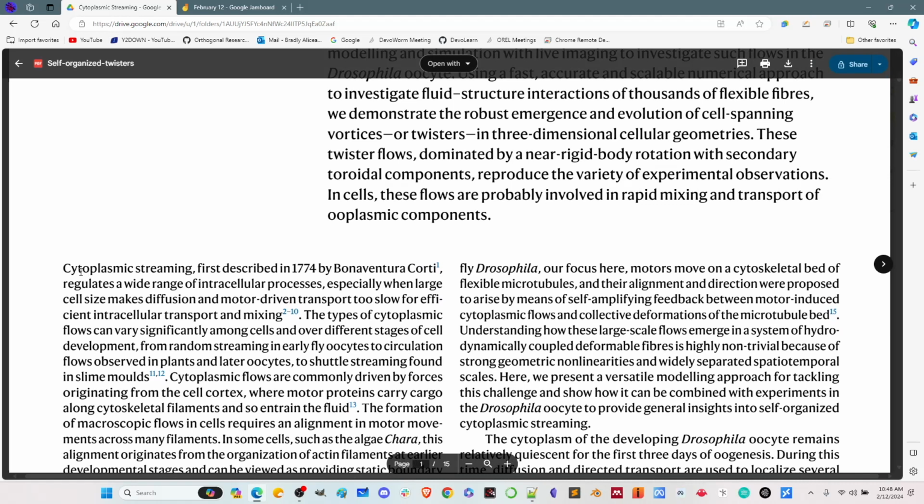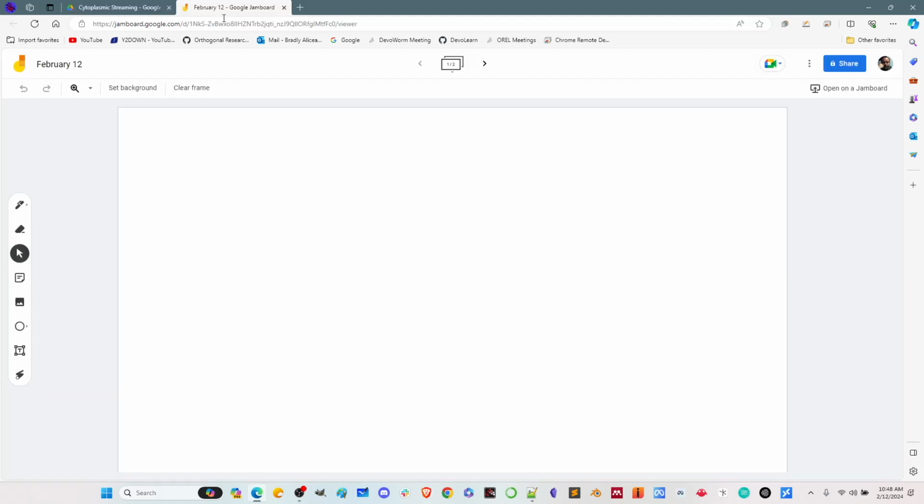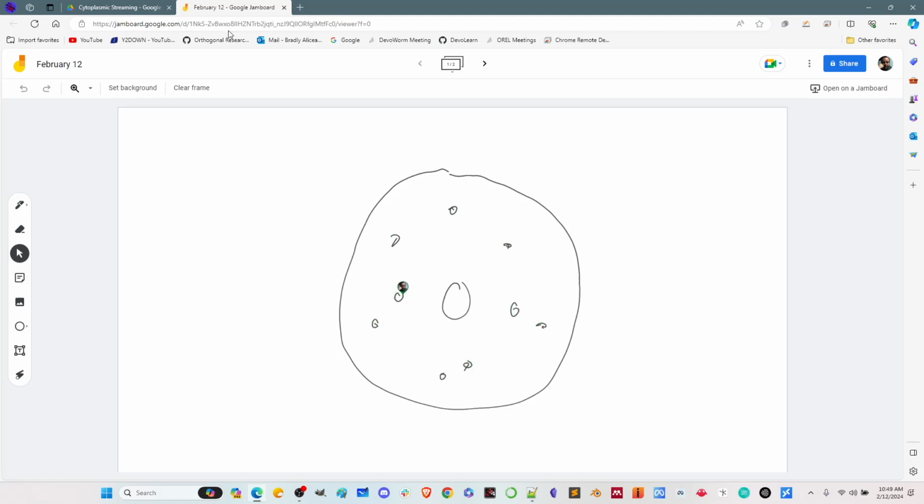So this is an old concept, cytoplasmic streaming. This was first described in 1774 by Bonaventura Corti, who was, I guess, an early microscopist of the cell. It regulates a wide range of intracellular processes, especially when large cell size makes diffusion and motor-driven transport too slow for efficient intracellular transport and mixing. So if you have a cell, you have things going on inside the cell, throughout the cytoplasm. Things are moving from the nucleus to the membrane, and from the membrane to the nucleus and to other organelles within the cell. So you have all these transport imperatives. And so streaming allows you to coordinate these to make sure that things aren't compartmentalized or don't cluster in certain locations.